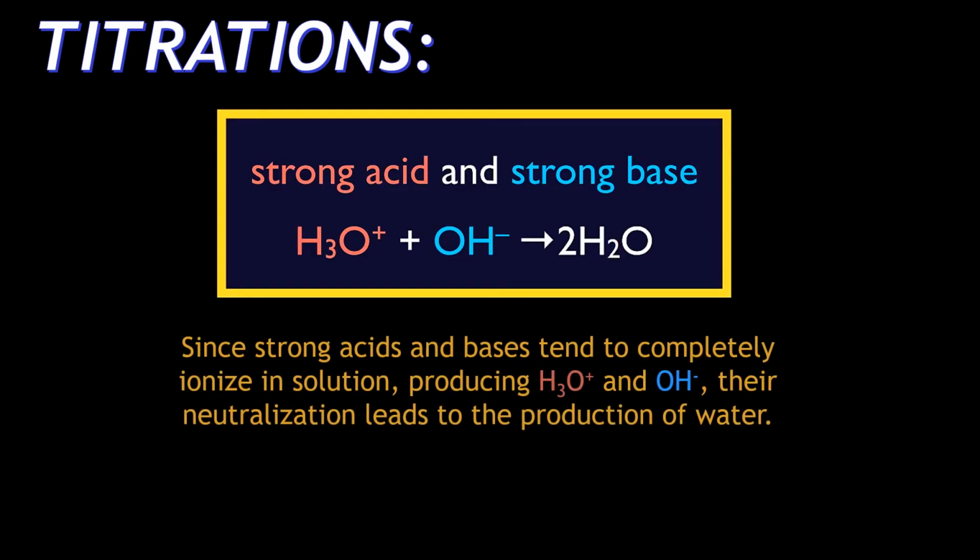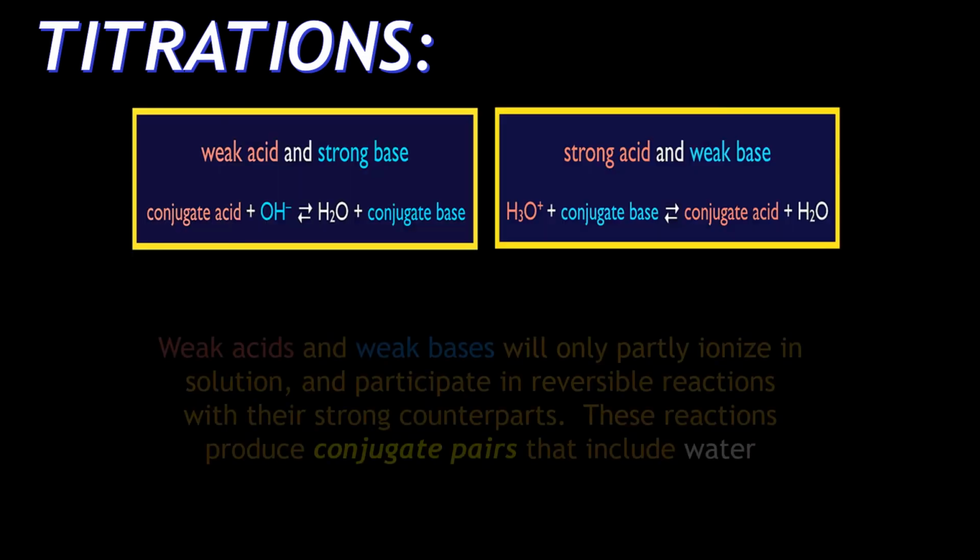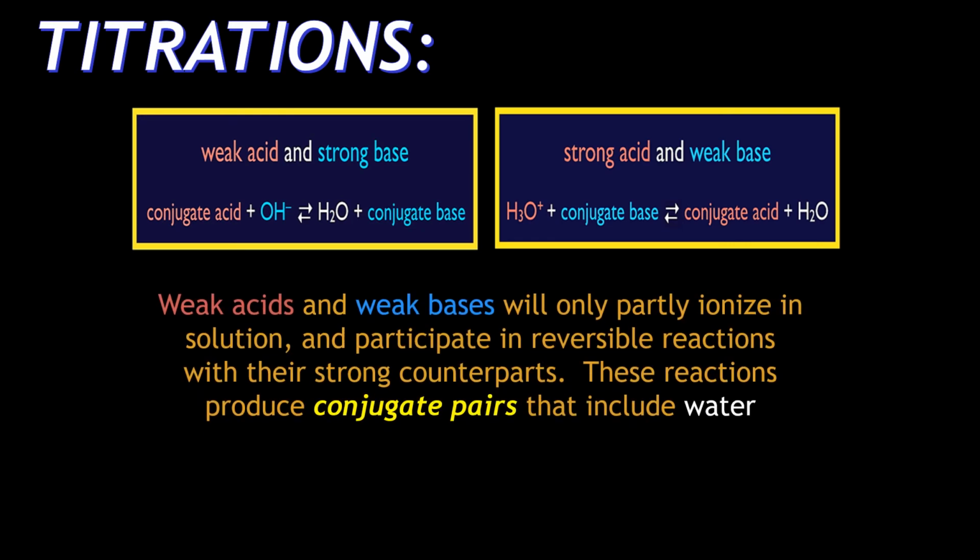So if we have a strong acid and a strong base, the pattern of a titration is that we're going to have a neutralization reaction which leads to the production of water. But if we have weak acids and weak bases involved, they will only partly ionize in solution. Remember, they don't completely go. And so they participate in reversible reactions with their strong counterparts.